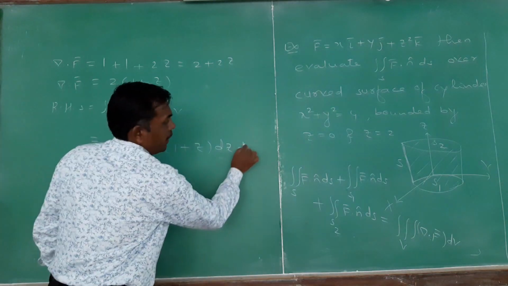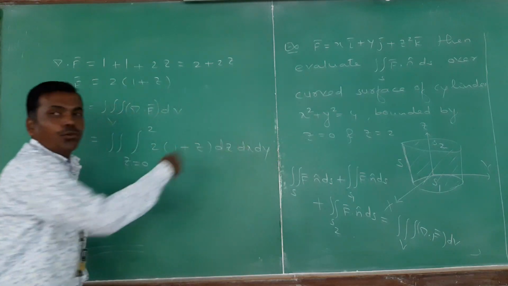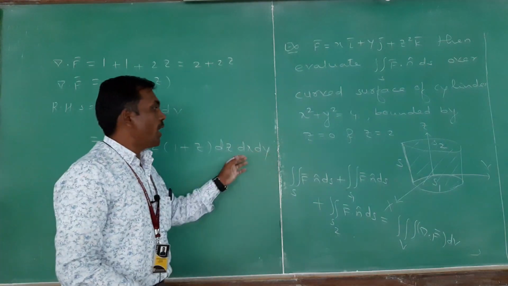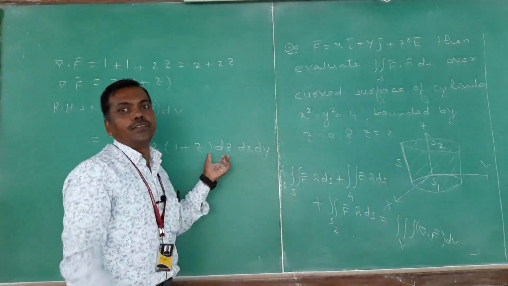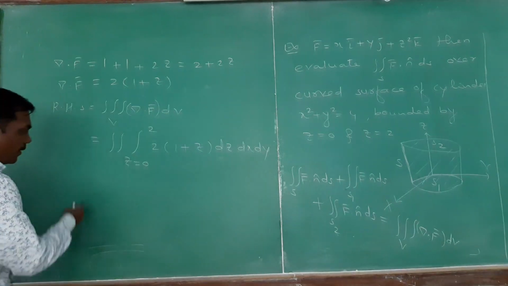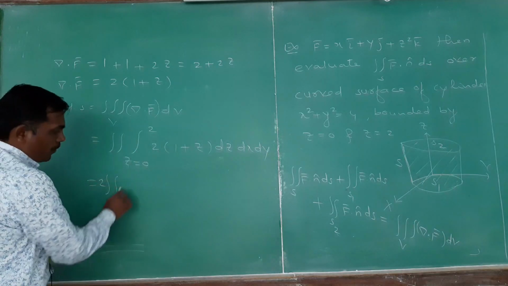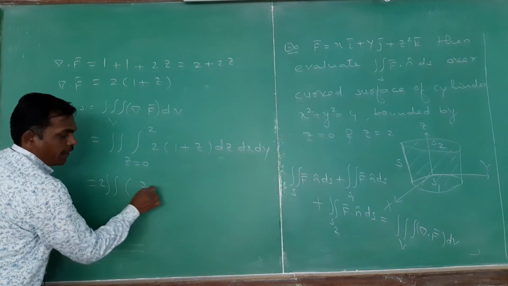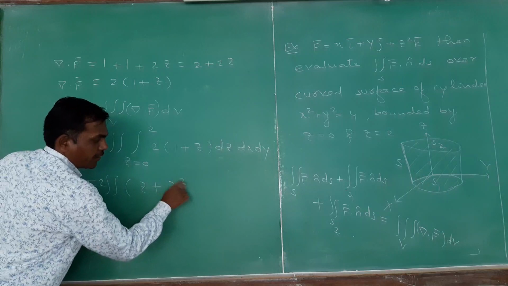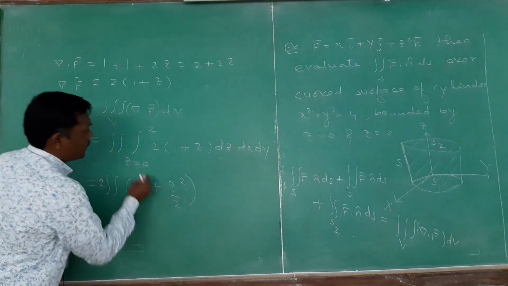Then dx dy as it is, because we don't know the order. Only I know the order of z, so I have to evaluate z first. Here the double integral stays as it is, 2 is constant outside. Integration of 1 is z and integration of z is z square by 2. The limit is 0 to 2.